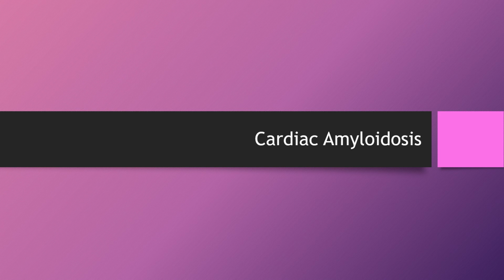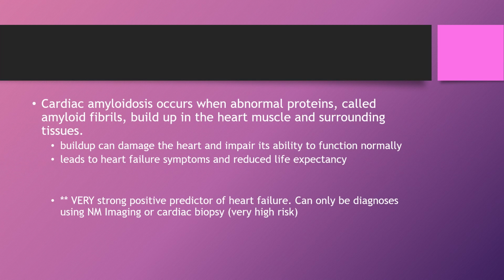So now we'll shift gears a little bit and start talking about cardiac amyloidosis. Cardiac amyloidosis occurs when abnormal proteins called amyloid fibrils build up in the heart muscle and surrounding tissues. The buildup can cause damage to the heart and impair its ability to function normally, and this leads to heart failure symptoms and reduced life expectancy.